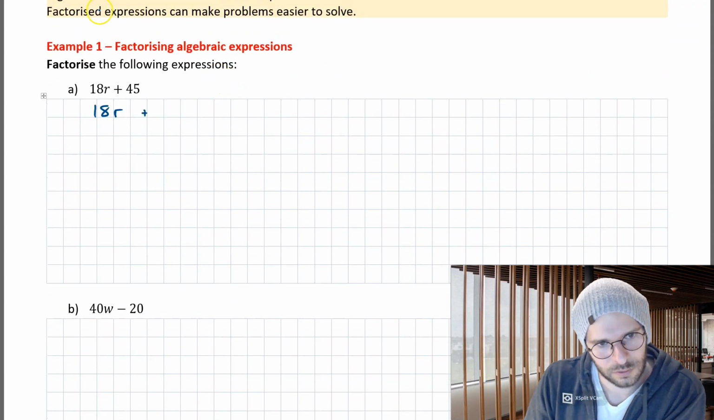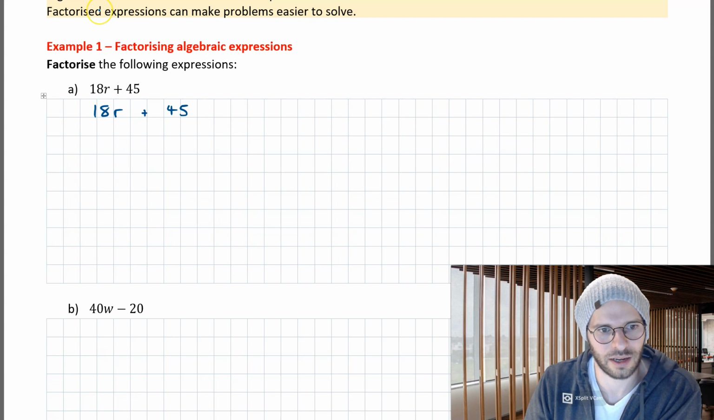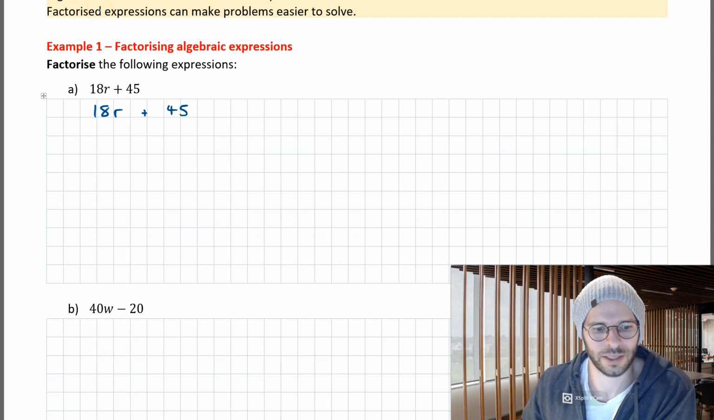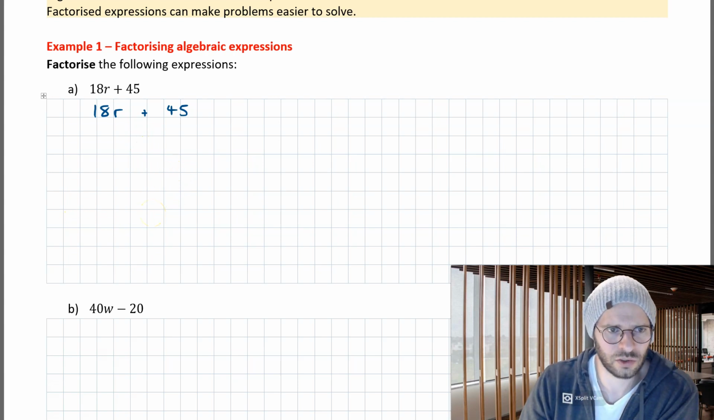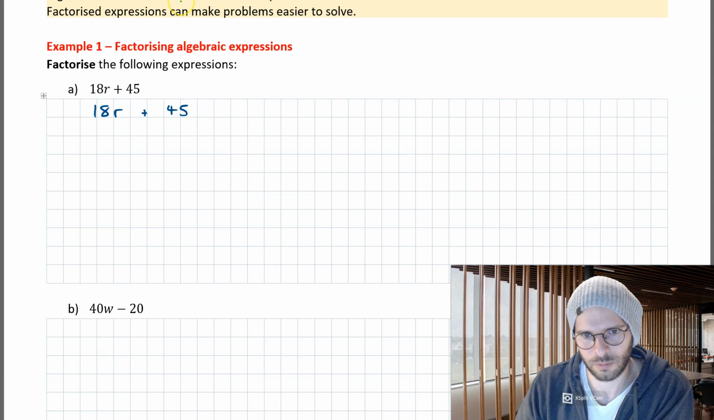Example 1, 18r plus 45. What we want to do is rewrite this in its most factorized form. The steps we're going to employ here are: firstly, find the highest common factor between the coefficients of 18 and 45. We're then going to rewrite this expression in terms of its highest common factor, and finally, factorize all of that out. So to do this, we first need to find the highest common factor.